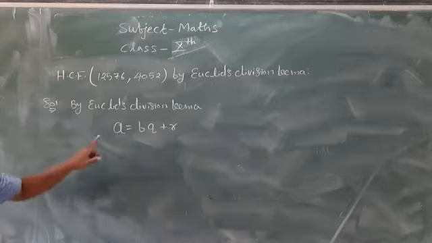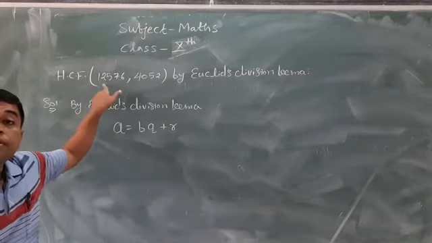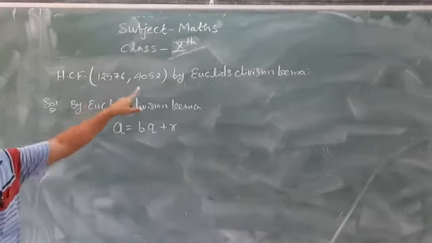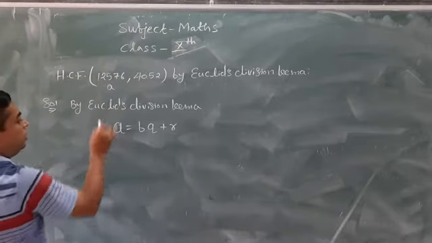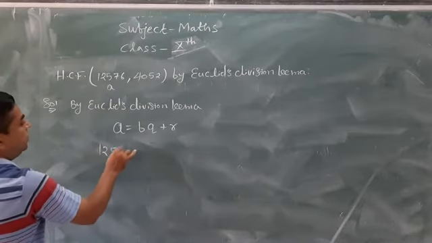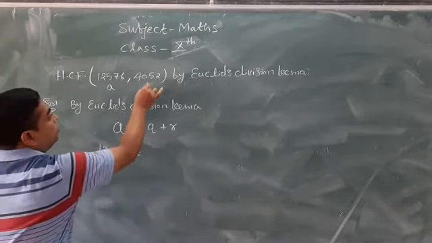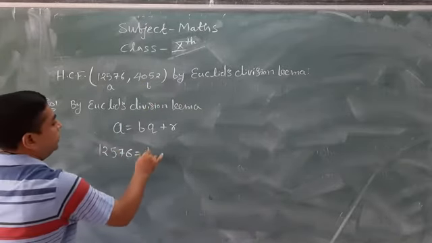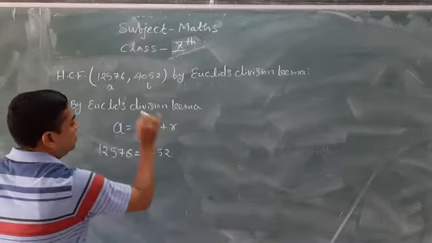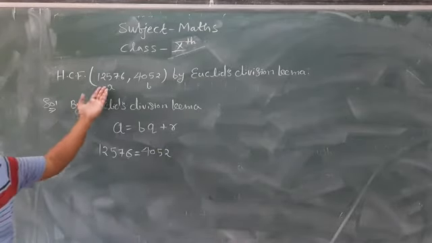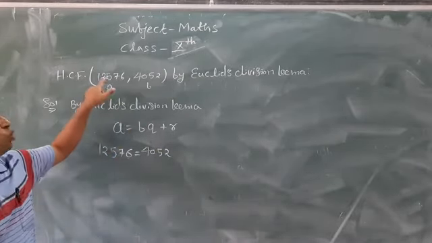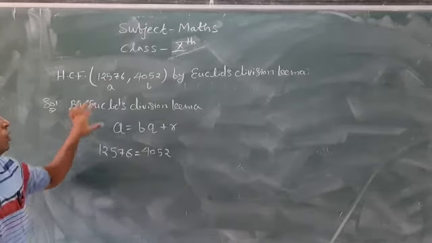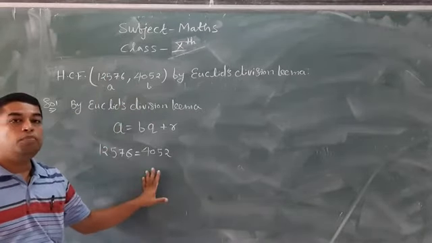What is A? Again, the bigger number between the given numbers. So that will be our A, that is 12,576. What is our B? B will be the smaller number from the given numbers. In this way we will decide A and B. Which one is bigger? That will be your A. Which one is smaller? That will be B. Now you divide.